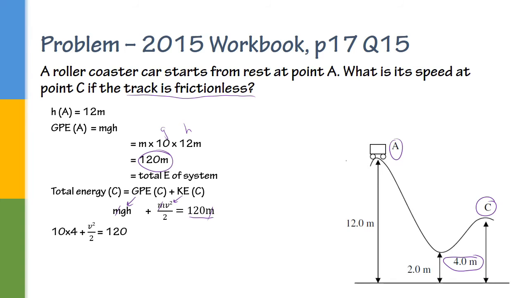So we end up with a formula that looks like 10 times 4 plus v squared on 2 is equal to 120. We rearrange that to get v squared on 2 equals 80. 120 was from the energy before. The 40 is equal to this 10 times 4 that's gone to the other side of the formula. Keep on rearranging. V squared is equal to 160, and the V value for the velocity is equal to 12.6 meters per second.